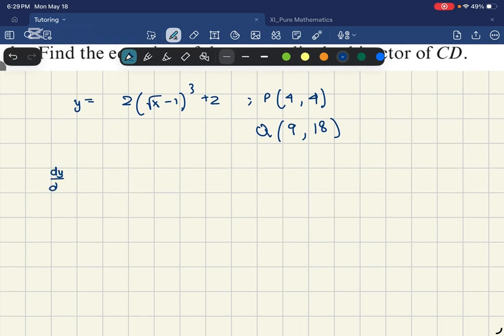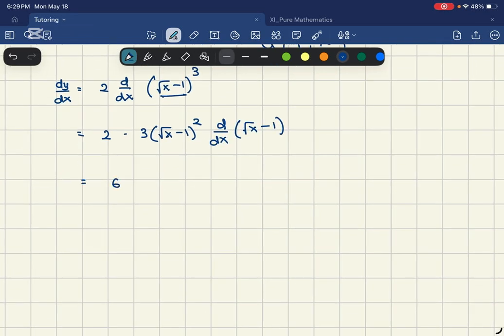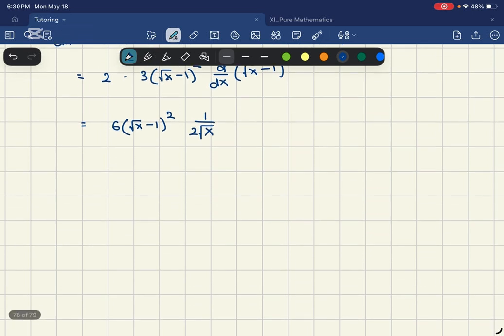So dy by dx is going to be 2 times d by dx of square root of x minus 1 to the power 3. And if you differentiate this part, you're going to get 0, right? So plus 0 does not matter. So 2, you bring this 3 down, square root of x minus 1 squared, 3 minus 1 is 2, but you have to differentiate it again. Alright, so you have 6 square root of x minus 1 squared, and this, if you differentiate, I'm going to leave the differentiation to you, but you're going to get this expression.